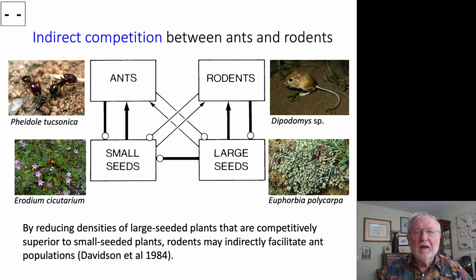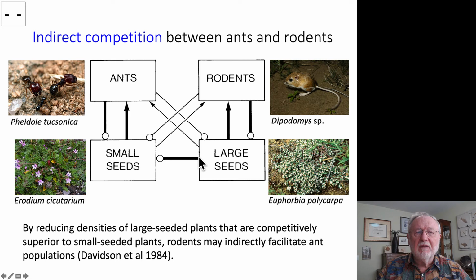For example, let's now recognize that it's not just large seeded plants and small seeded plants in the same environment, but that we have rodents and we have ants. Ants prefer small seeds. That has a negative impact on the small seed population. Rodents prefer large seeds. That has an impact on the large seed population. But when rodents eat large seeds, that can facilitate an interaction so that small seeded plants are able to grow faster because the large seeded plants are gone.